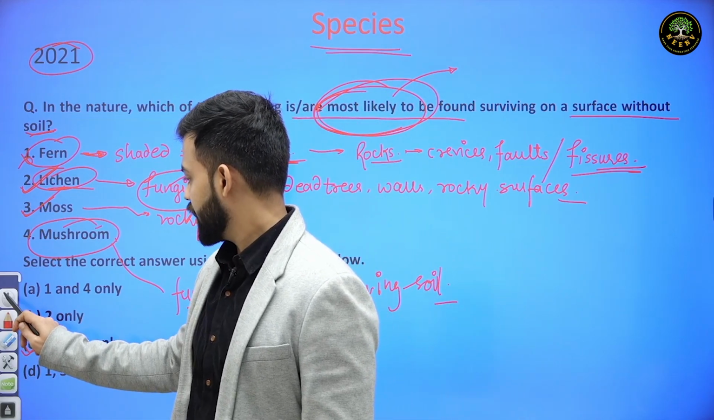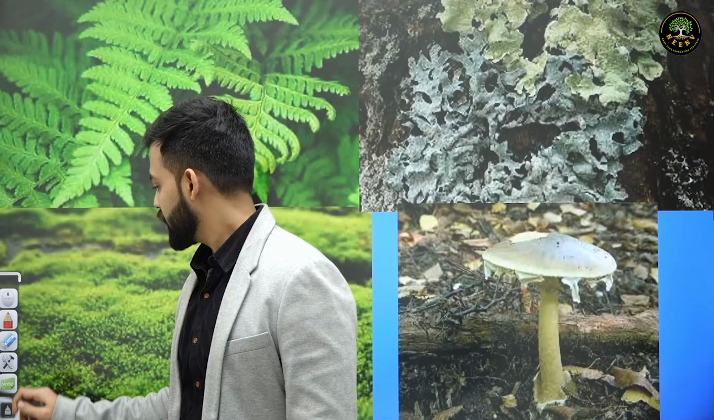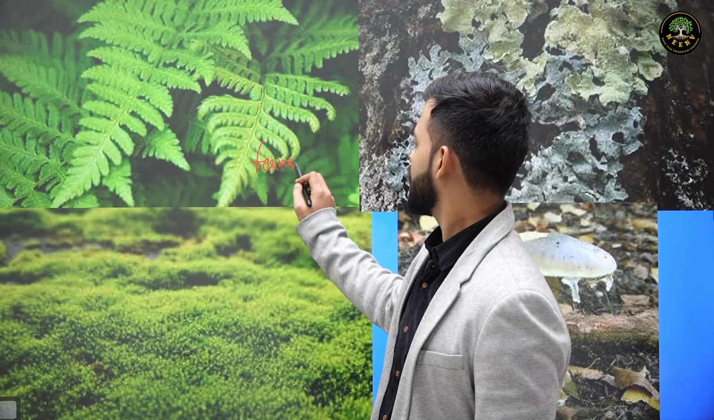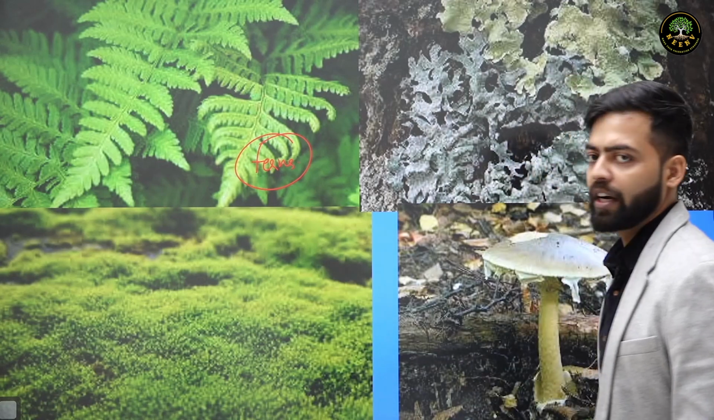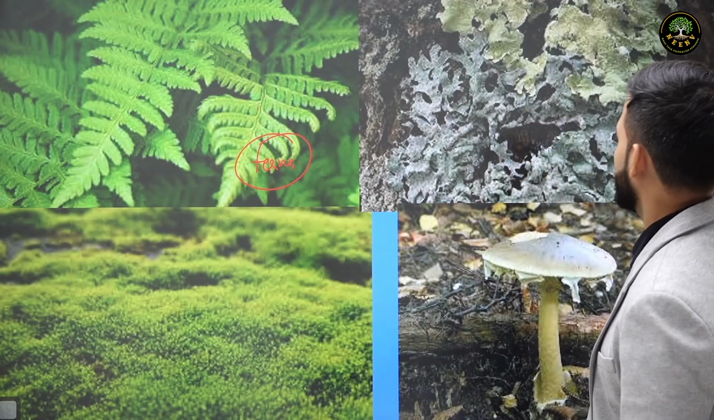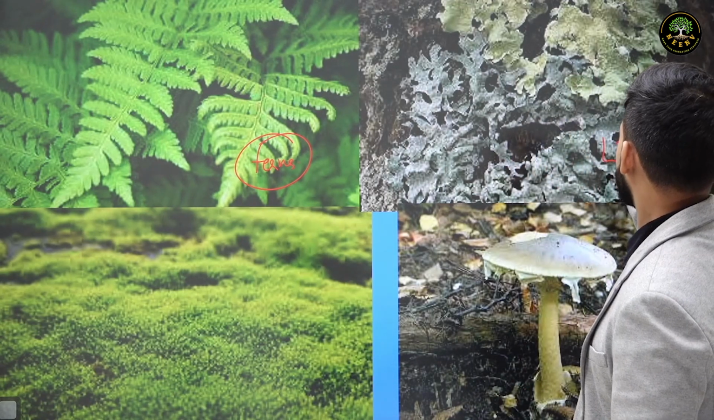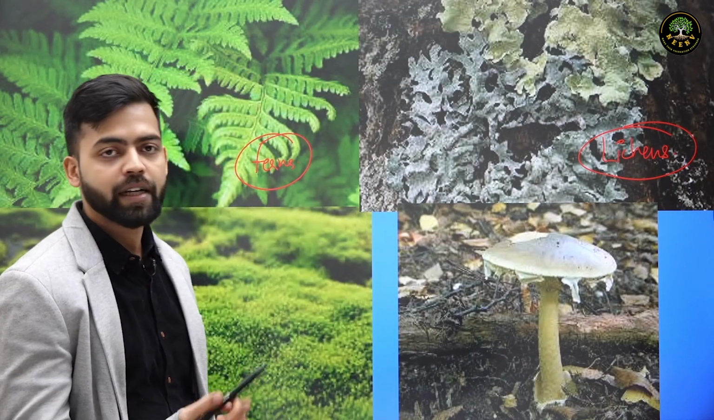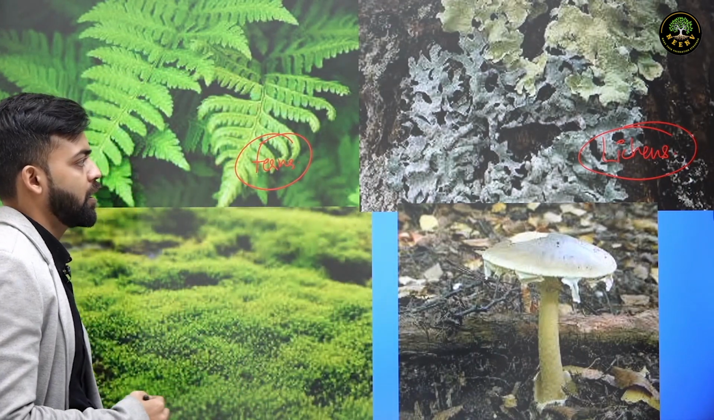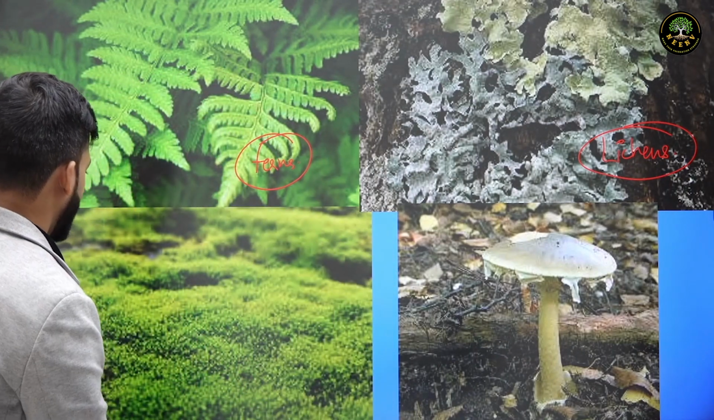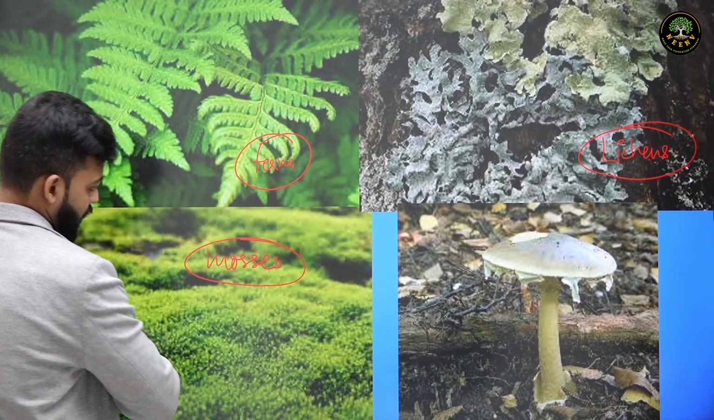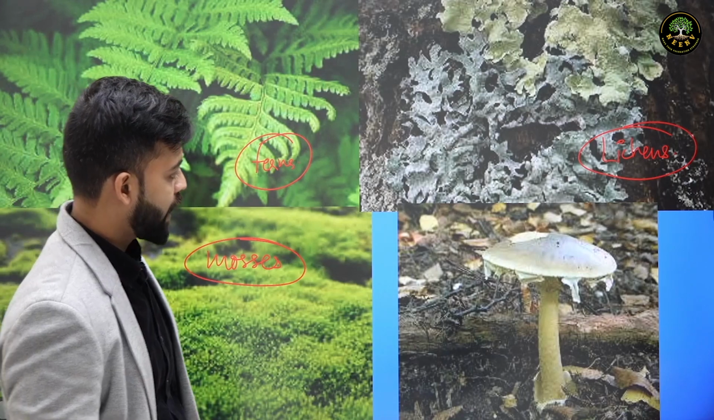Now let us see the images of these ferns, lichens and mosses. These are ferns that are grown in shaded region, shaded forest region of both tropical and temperate forest. These are lichens. So their growth depends on the symbiotic relationship between fungi and algae. Algae can be either blue-green algae or some other cyanobacteria. These are mosses. These are non-flowering plants. And these are mushrooms.